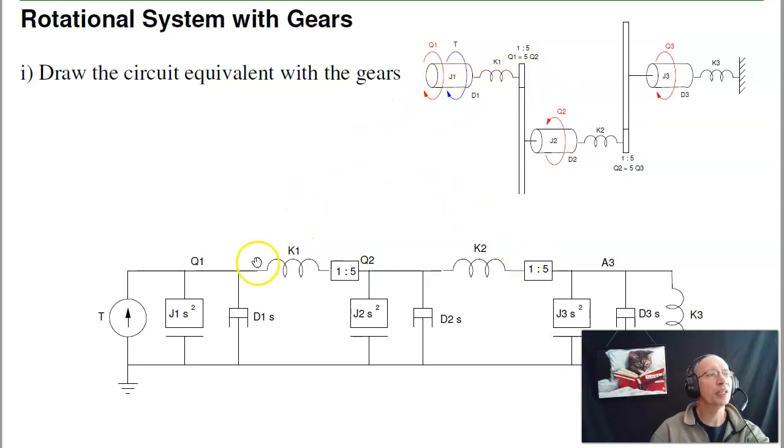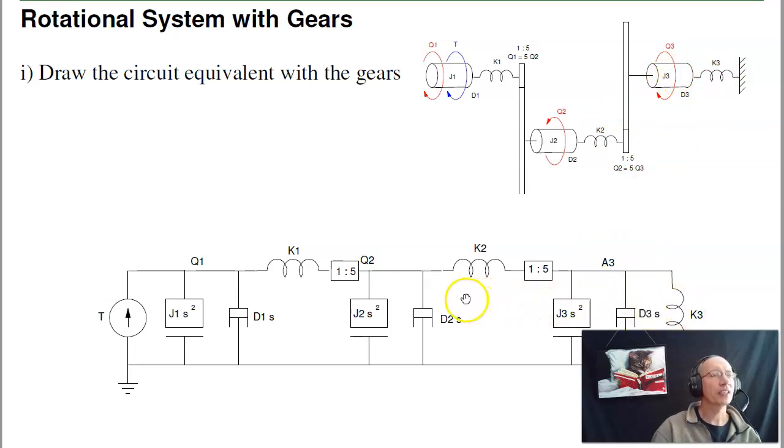I've got a spring going to the gear. The gear is modeled as this. This is a 1:5 transformer. What that means is 1 times theta 1 equals 5 times theta 2. Or if theta 2 is 1 radian, theta 1 is 5 radians. Theta 1 equals 5 theta 2. That gets me to over here. I've got inertia. I've got a spring going to the gear and friction to ground. I now have a second gear, 1 to 5. So 1 times theta 2 is 5 times theta 3. At node 3, I've got inertia to ground and a spring to ground and friction to ground.